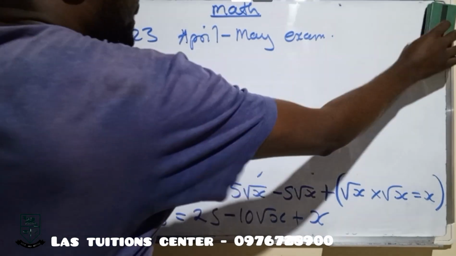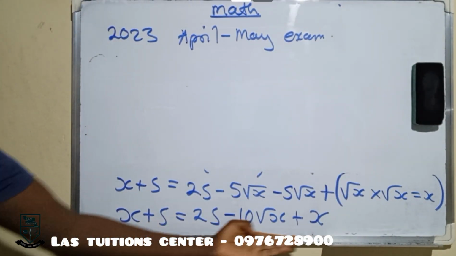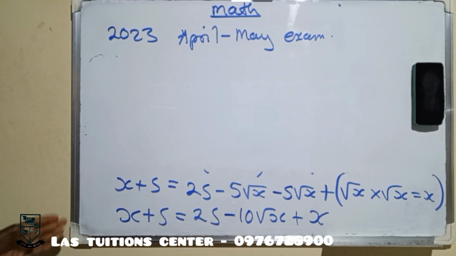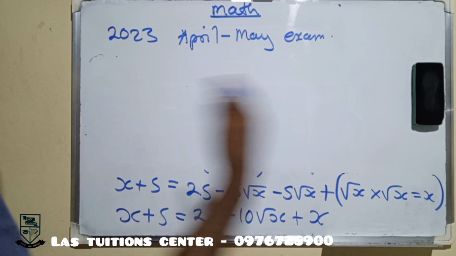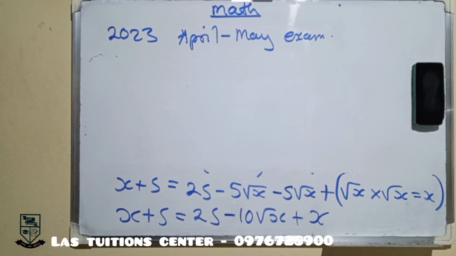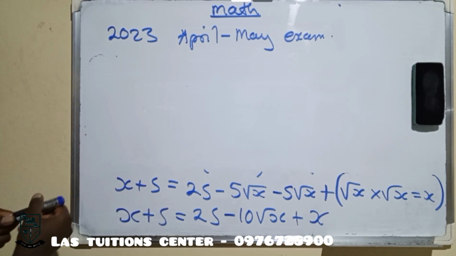So from here we can collect the like terms. We can either bring the x's this side or take them the other side, whichever is going to work. Take it to the left. So the x's should be this side? Yes. Okay, so we have x here.